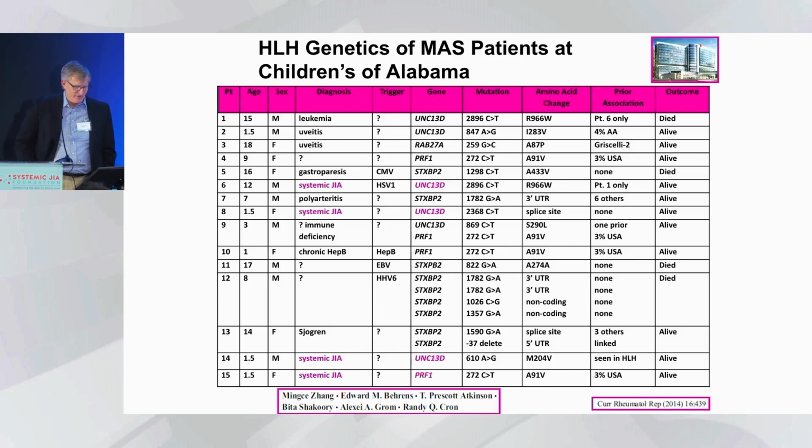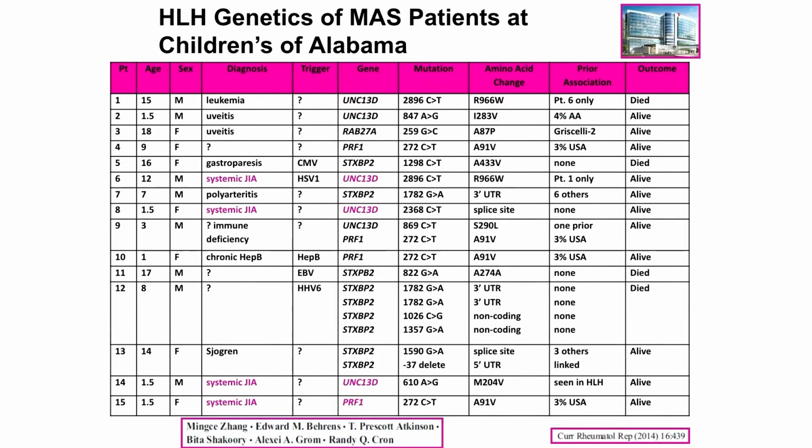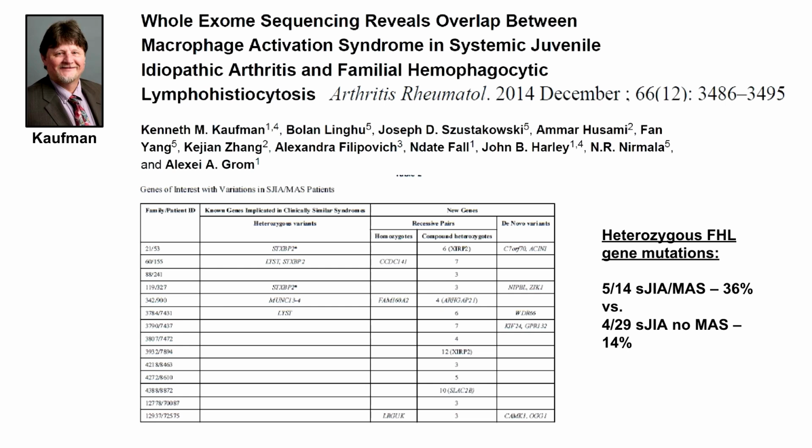I moved from Philadelphia to Birmingham 17 years ago, and we started getting consulted in the hospital on kids with systemic JIA and MAS, but also other kids with MAS from other causes. Again, you can see the kids in pink, or whatever that color is. The UNC13D gene and this perforin A91V variant would show up in these kids who get MAS. But you can see all these other HLH genes, RAB27A, syntaxin binding protein 2, starting to show up in some of these other kids who got MAS.